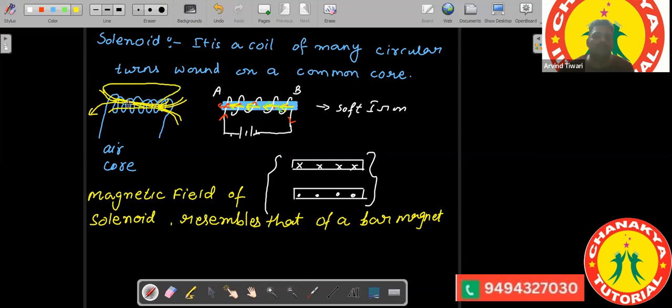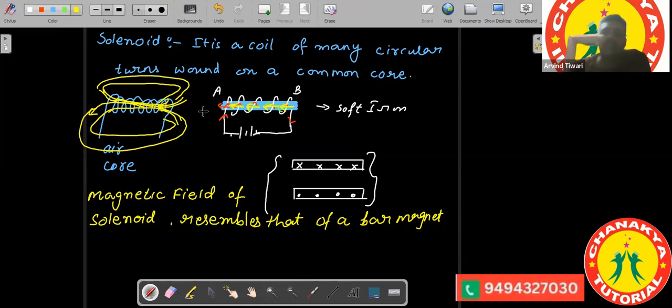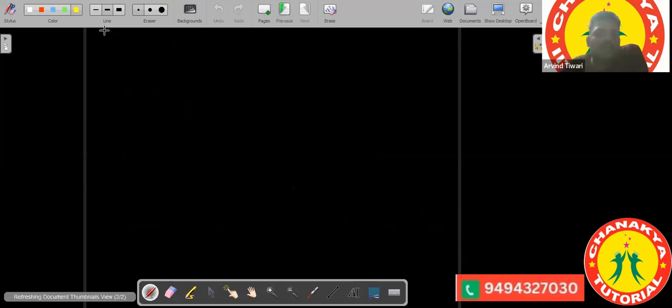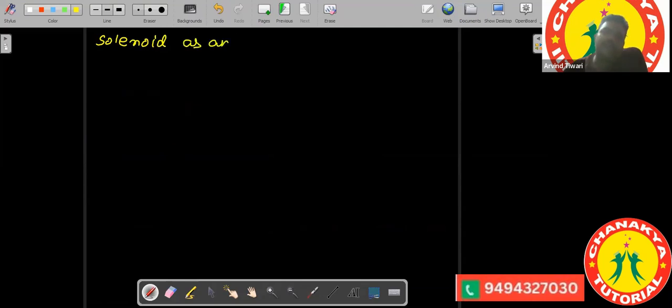Here also they are forming concentric circular loops like those which were being formed in the bar magnet. So they are the same, they are equivalent. Hence, we say that a bar magnet or a solenoid is an equivalent bar magnet. So here we can conclude a solenoid as an equivalent bar magnet.